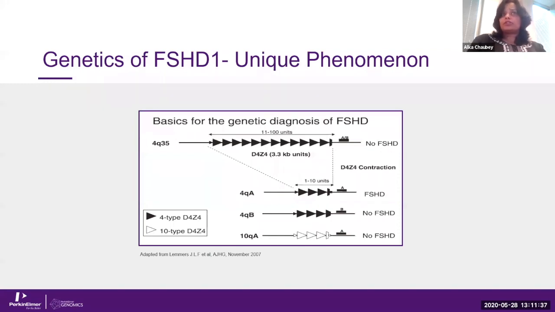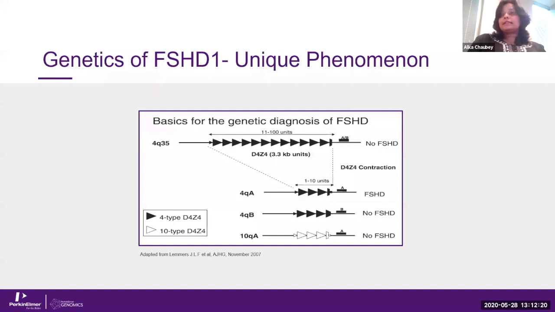In a normal individual, there are 11 to 100 units of these repeats on chromosome 4, right? If you have the normal range, then you will not have FSHD. However, there's a little bit of complexity here. Towards the end of the cluster, you see this little rectangle that says A/B. This is a polymorphic region on chromosome 4, which will be either A or B. So now it becomes really interesting to understand at what time the disease will actually manifest.